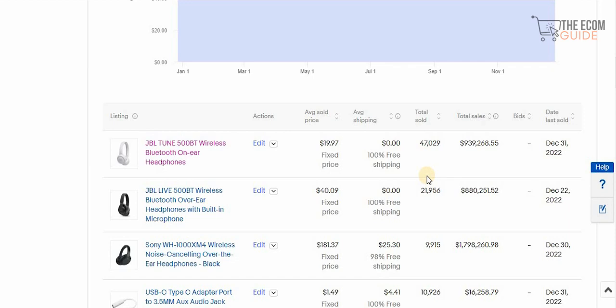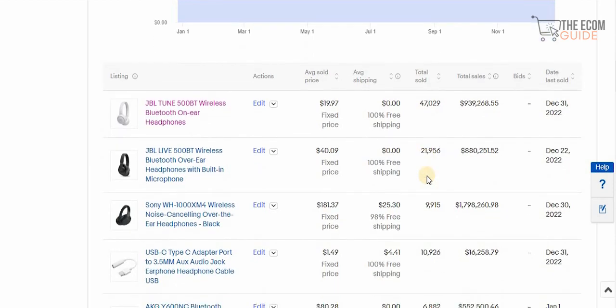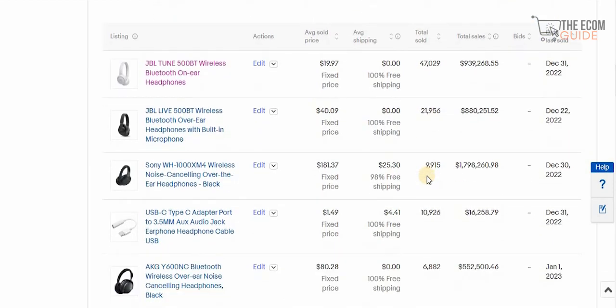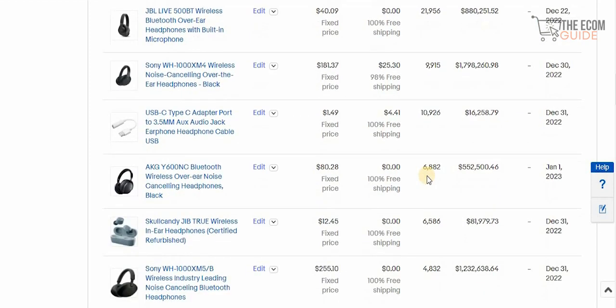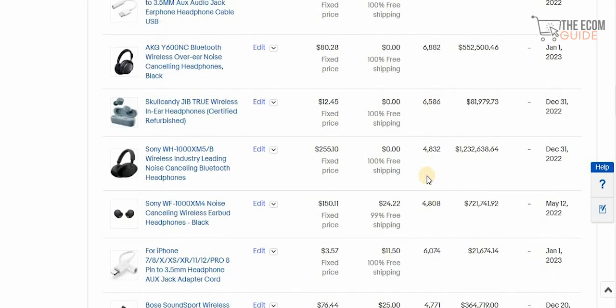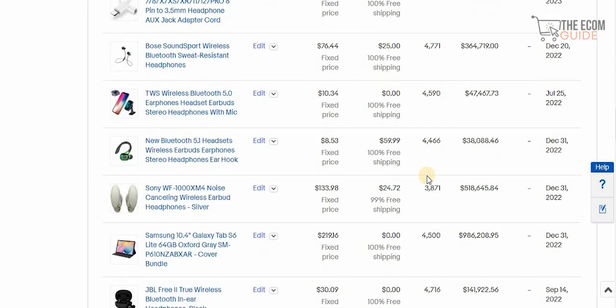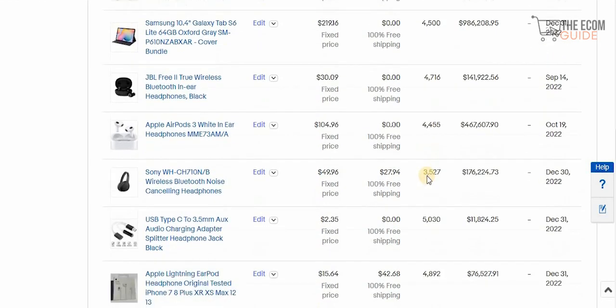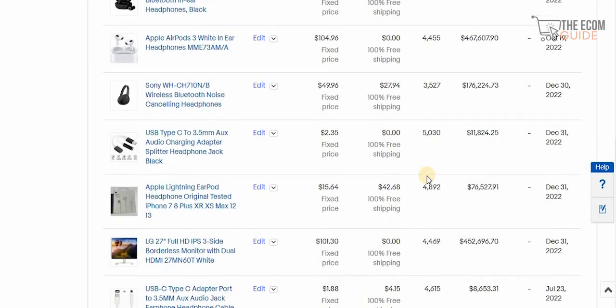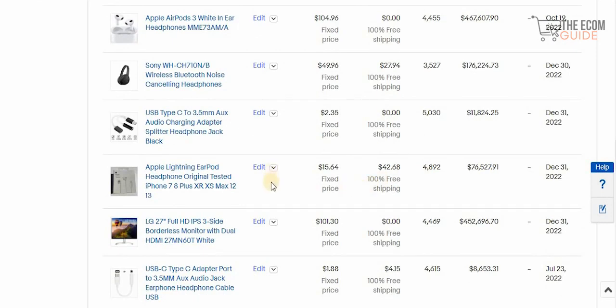If you look at the fact that for $20 they got a product that sold 47,000 times and made $1 million, this individual might already have 100 different products that they're benefiting from. Just look at the total sales of all these individuals: 880, 1.7 million, 16,000, 552,000. This individual made 1.2 million. This is absolutely massive, guys, and this is what I'm talking about. This is the potential that this market has, that you can actually grab. For $15 for the Apple Lightning EarPod, they sold 4,489 and made $76,000, and so could you guys.